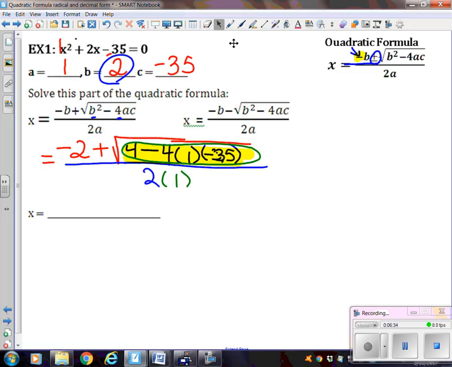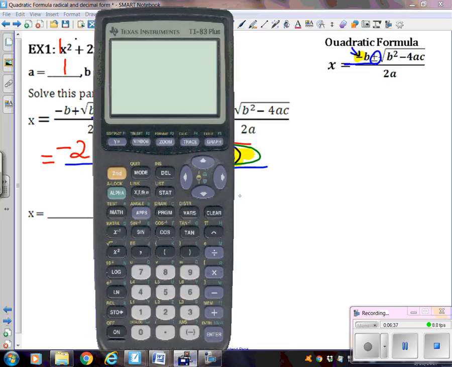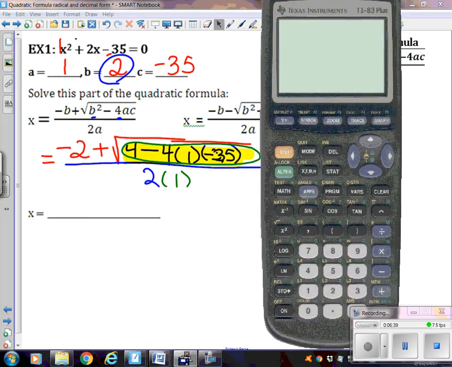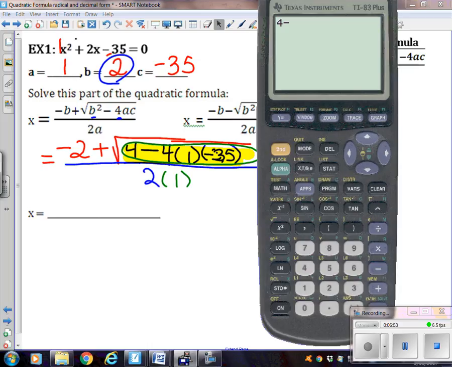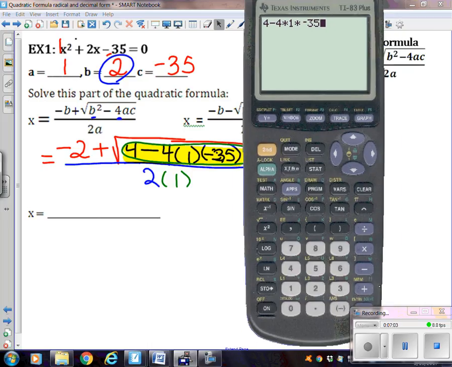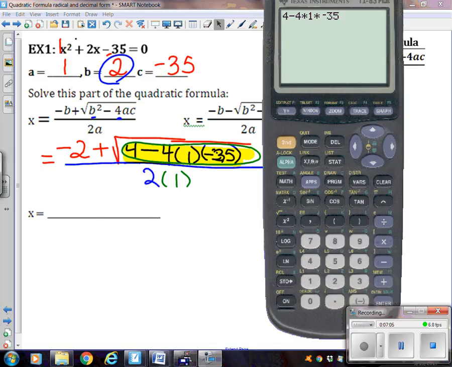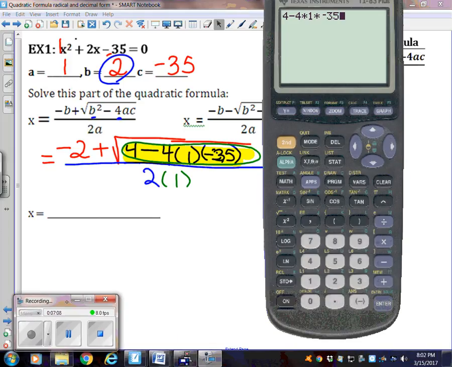So grab your calculators. I'll wait and let you get yours. All right, now that you've got yours out, and let's turn it on, I want to take the highlighted part and put it in our calculator. Starting with 4 minus 4 times 1 times negative 35. I could type it in with the parentheses. That little recording box is just in my way. I'm going to slide it over there.